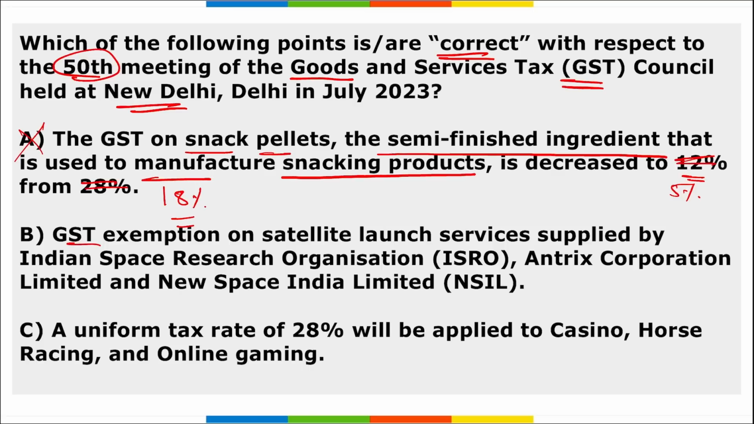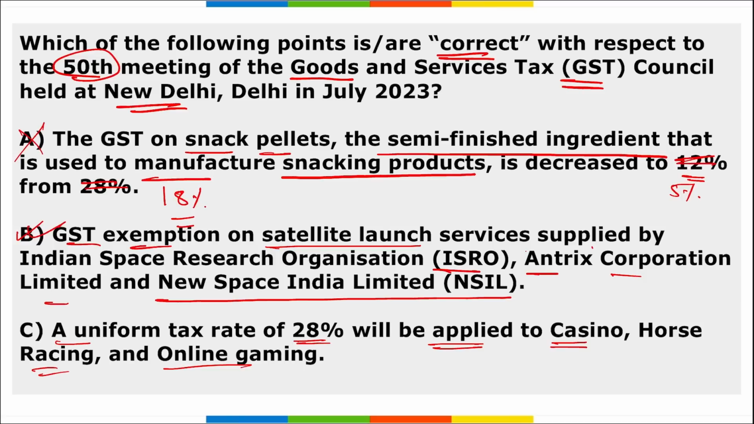Option B, GST exemption on satellite launch services supplied by ISRO, Antrix Corporation Limited and New Space India Limited. Is it correct? Remember, yes, option B is correctly mentioned here. C, a uniform tax rate of 28% will be applied to casinos, horse racing and online gaming. So yes, option C is also rightly mentioned here.